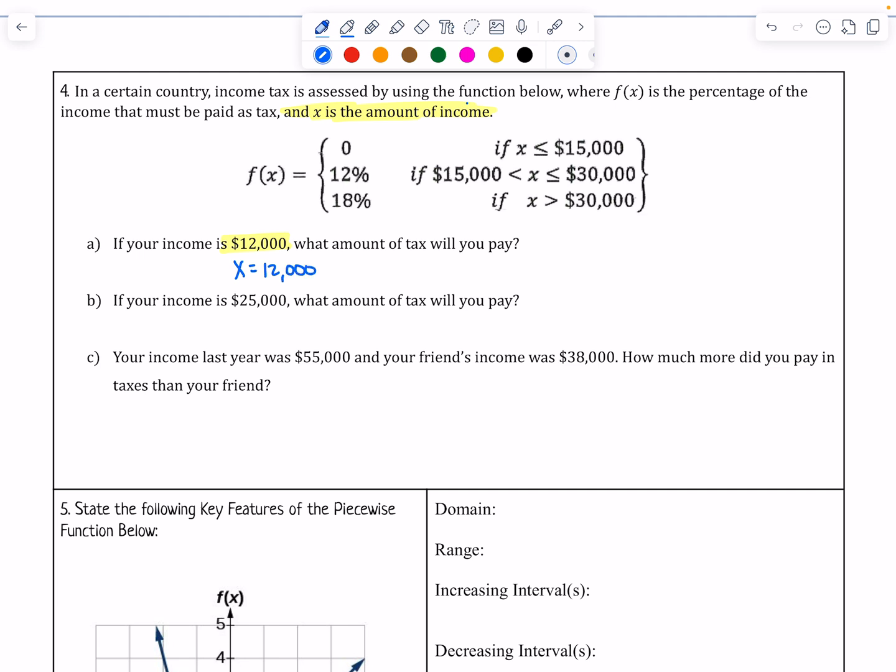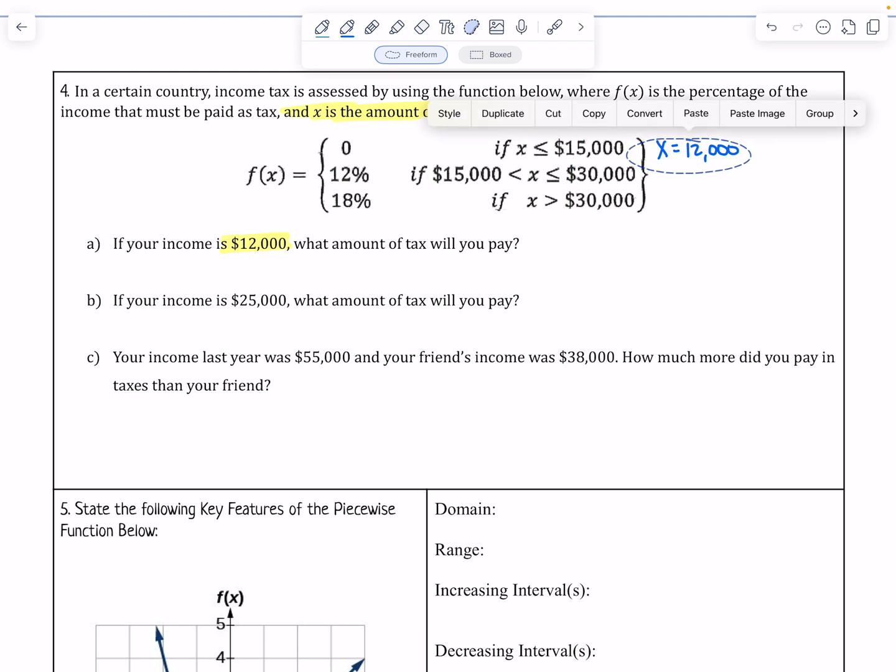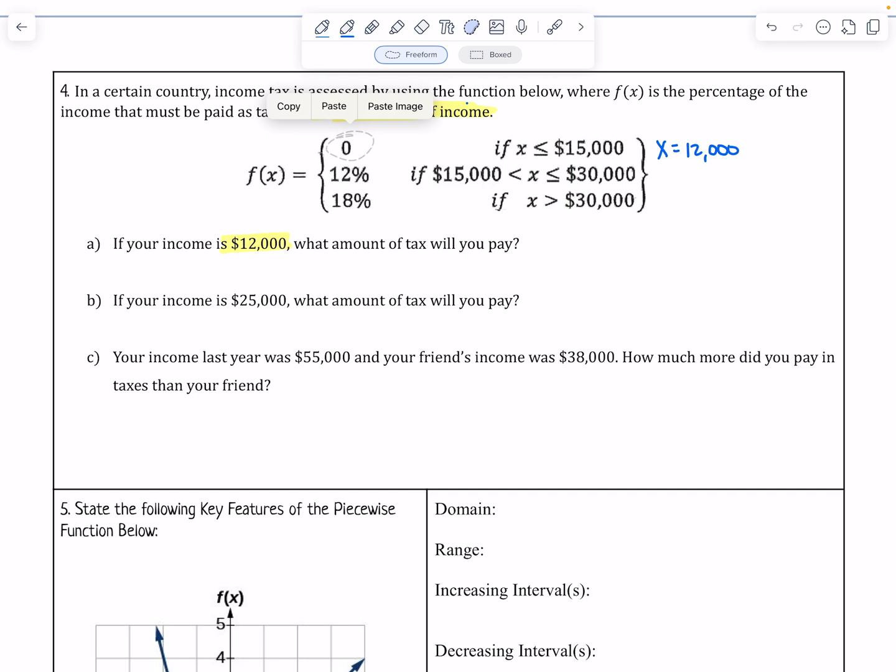So then if I take that and try to see where would it go. So is 12,000 less than or equal to 15,000? Is it between 15,000 and 30,000, or is it greater than 30,000? So I can tell that it goes with my first part of the function where x is less than or equal to 15,000. So then I can tell that I would pay $0 in taxes according to this function.